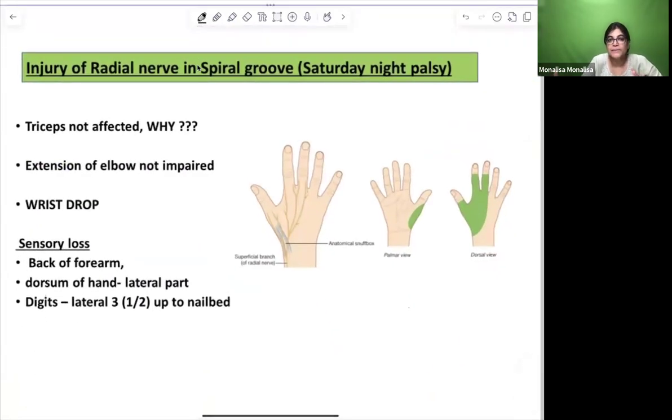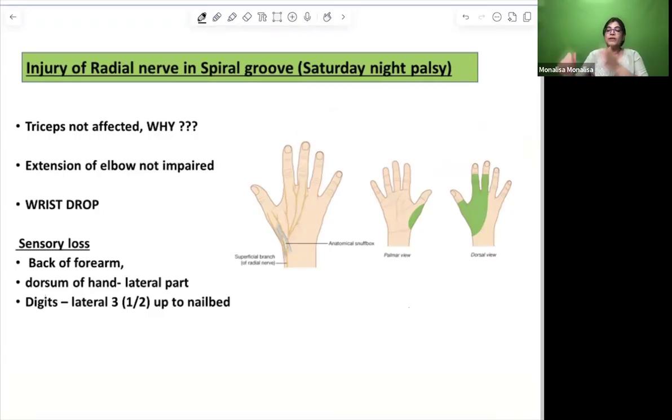If somebody has gone for a party on Saturday night, yes, absolutely correct to everyone, crutch palsy and Saturday night palsy, there will be compression in the radial groove, and due to compression in the radial groove, again all the muscles which are supplied by radial nerve are paralyzed, and this will be called Saturday night palsy.